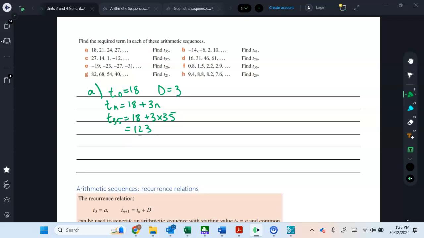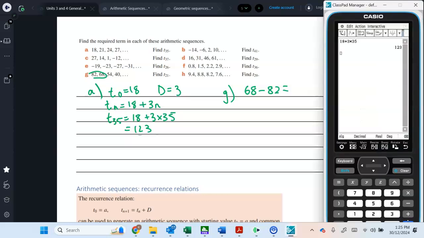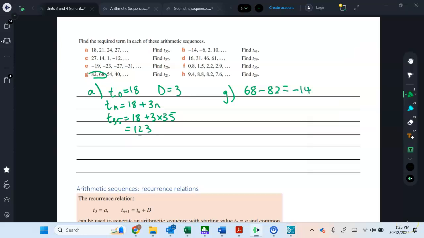An example of arithmetic decay. So let me just have a quick look. So G. Now, if you can't work out what the common difference is, remember you just take two values and then we just do the difference between the two of them. So we take the second one, subtract the previous. All right, so 68 minus 82. Negative 14. So our common difference is minus 14.